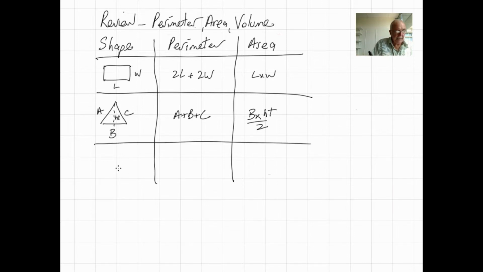Okay, and parallelograms. So if we call this A, and just like the rectangle, we'll call that W, and the perpendicular height once again we'll call ht. So the perimeter of a parallelogram would be just 2 lots of the base plus 2 lots of the width, and the area is not, W doesn't come into it, it's just base times the perpendicular height.